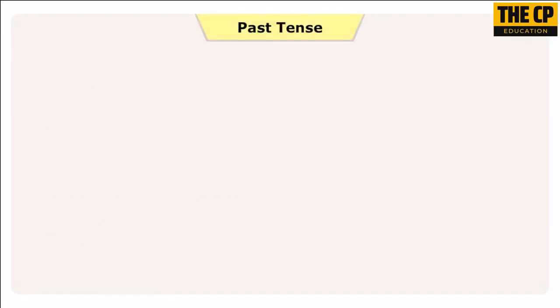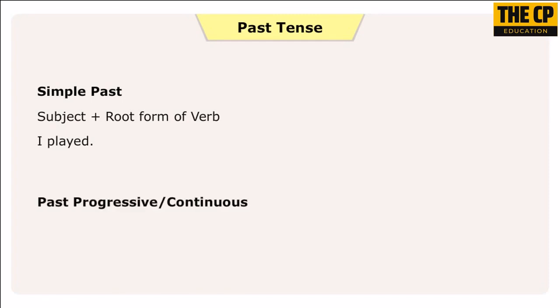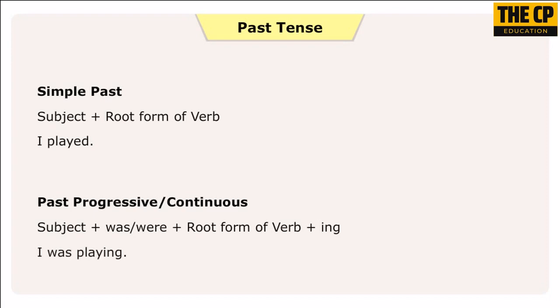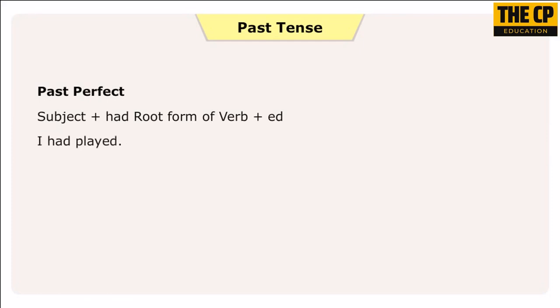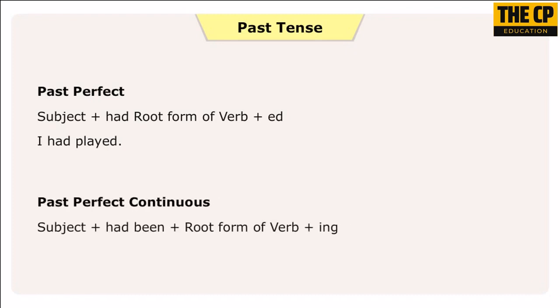Examples of past tense. Simple past: subject plus root form of verb. I played. Past progressive or continuous: subject plus was or were plus root form of verb plus ing. I was playing. Past perfect: subject plus had plus root form of verb plus ed. I had played. Past perfect continuous: subject plus had been plus root form of verb plus ing. I had been playing.